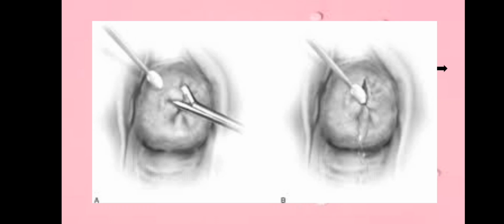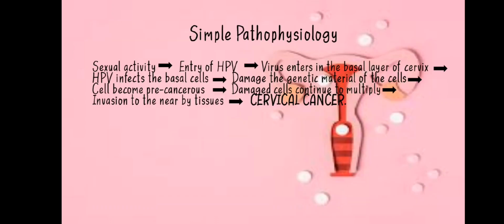Simple pathophysiology. Sexual activity. So the transmission of HPV is through sexual intercourse or during sexual contact. So during sexual intercourse, there is a possibility that the HPV will enter. So when the HPV enters, the virus enters in the basal layer of the cervix. So when the virus enters the basal layer of the cervix, the HPV infects the basal cell. So when the basal cell is infected with the HPV, the genetic material of the cell will be damaged. Then, when the cell is damaged, the cell will become precancerous.